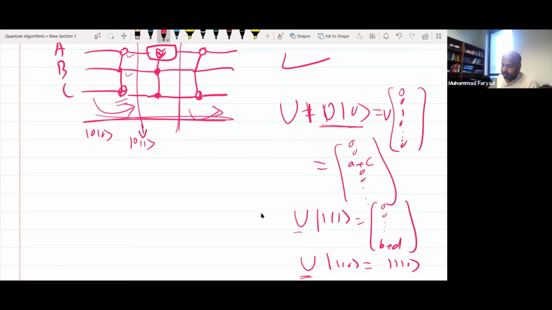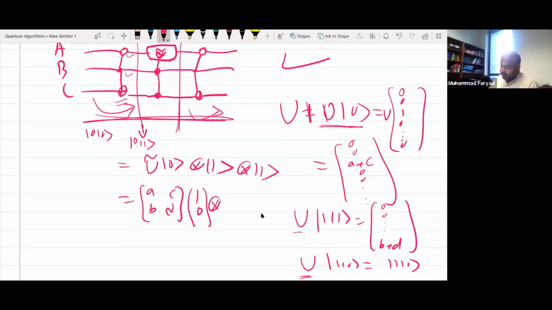But once this is 0, 1, 1, this is 1, this is 1. So this control is affected and this U tilde will be impacted on 0. So I will get actually this U tilde on 0, and this 1 and 1 will be as it is. And let's see what this U tilde 0 is. U tilde 0 is A, B, C, D, and this 0 state is 1, 0, tensor 1. So this is going to be A.